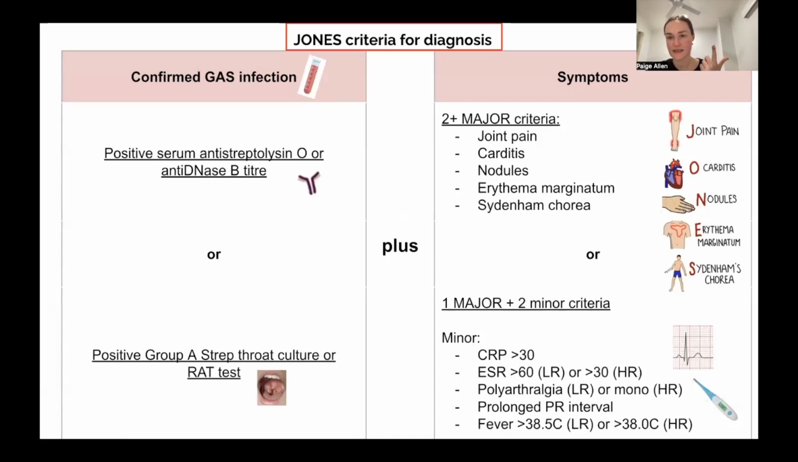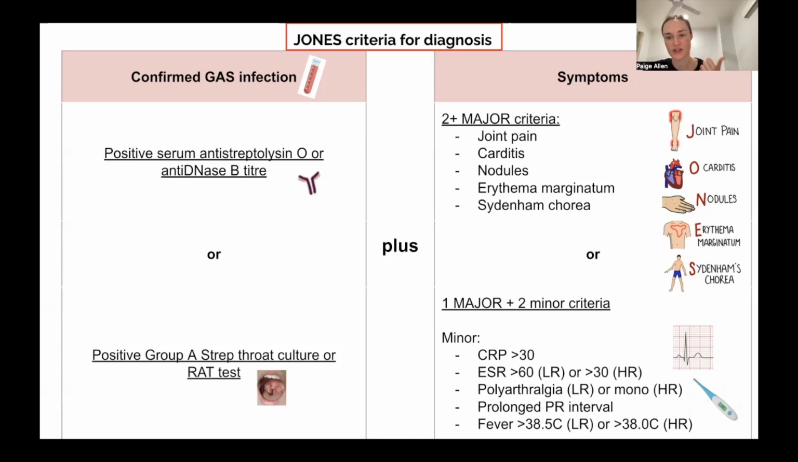And then second is based off of the symptoms. So you need 2 of the 5 major criteria, and these are supposed to spell Jones, although the O is supposed to be a heart for carditis. So J is for joint pain, O is for carditis, N is for nodules, those are the skin nodules you can see. E is for erythema marginatum, and S is for Sydenham chorea. If you've got 2 of those, plus the GAS infection confirmed, then you've got rheumatic fever.